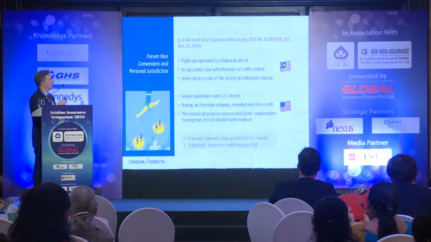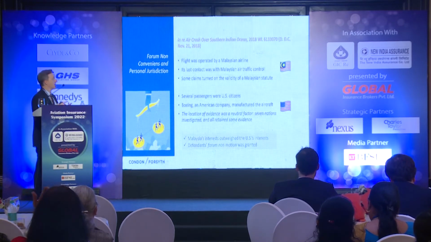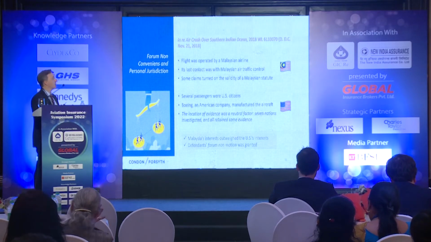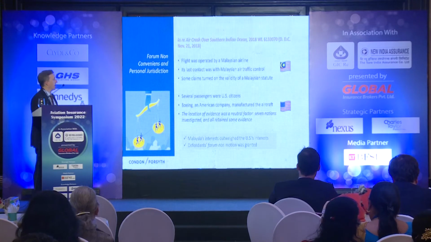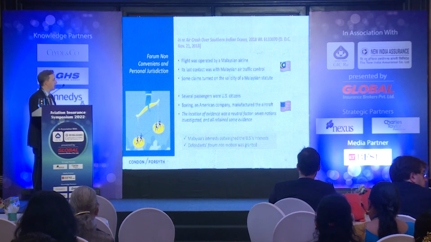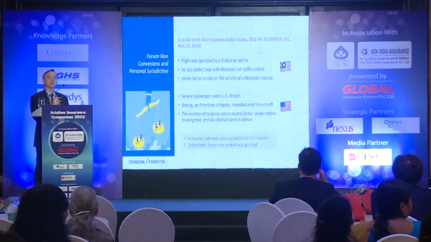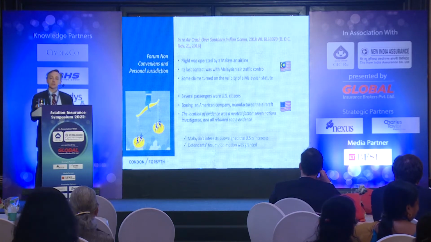Now here, it was explained to the court the flight was operated by a Malaysian airline. Its last contact was with the Malaysian traffic control, and claims turned on the validity of a Malaysian statute. But several passengers were U.S. citizens. Boeing was an American company, and the location of evidence was really a neutral factor as several nations were involved. So you can see the balancing test that's going on. But in this case, the court found that Malaysia's interests outweighed those of the U.S. interests, and on forum non conveniens grounds dismissed the case.